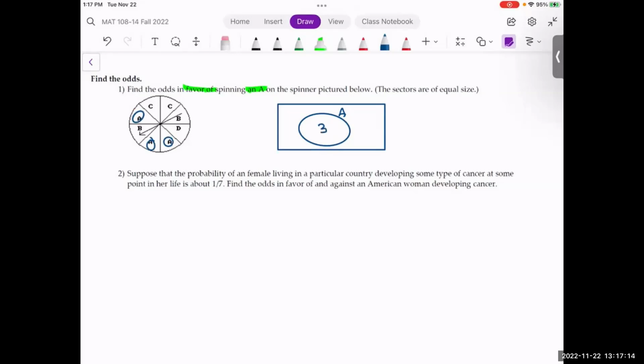And how many not A? 1, 2, 3, 4, 5. 5. All right. Are we okay with this? So the odds of spinning A are going to be 3 over 5, which is 3 to 5 like this, right? Everybody all right? Okay. Number 2 then.